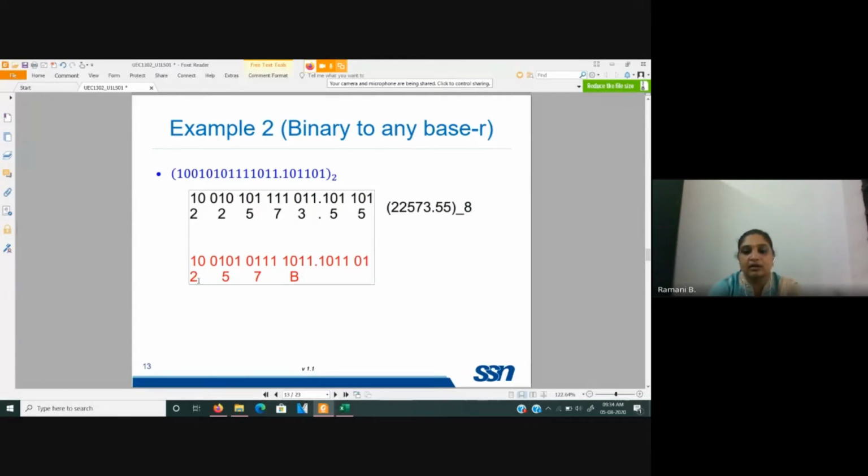And for the fractional part, again a B, 1, 0, 1, 1. And we have 0, 1 as the next one. As we are not given any further bits, you can add 2 more zeros to the right and give the equivalent representation as 0, 1, 0, 0, which is 4. So the hexadecimal equivalent for the given binary is 257B.B4. Okay, so that is the hexadecimal for this particular binary combination.